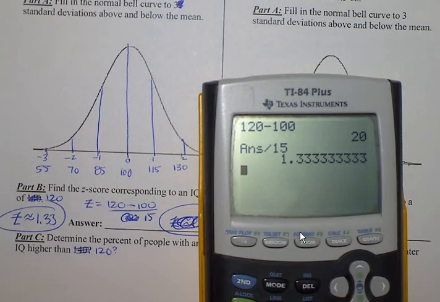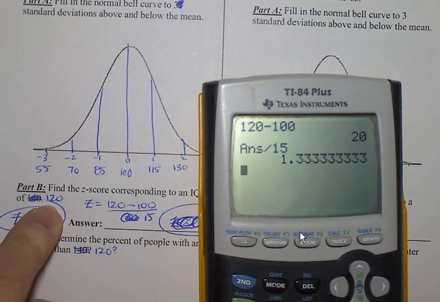Now, what is not on this particular review that is on your test is you are asked, would we consider this data point or this IQ score of 120 to be statistically significant or insignificant, and explain. To your partner, you have 10 seconds, go.